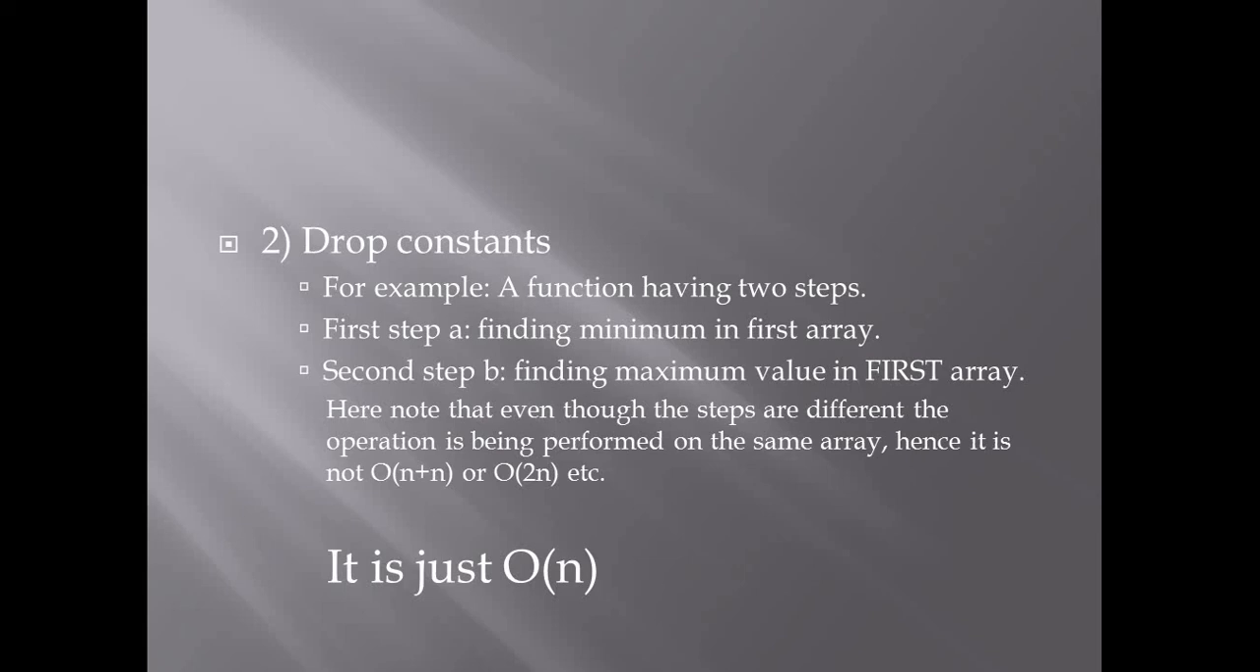Ideally you would write a function wherein you iterate through the array only one time, and find the minimum and maximum at the same time. But let's assume there is a function which iterates two times, once in step A to find a minimum value and once in step B to find a maximum value. In that case, the big O would not be O of n plus n or O of 2n, it would just be O of n, because it's still only one array that we are dealing with, and the time is going to increase linearly.